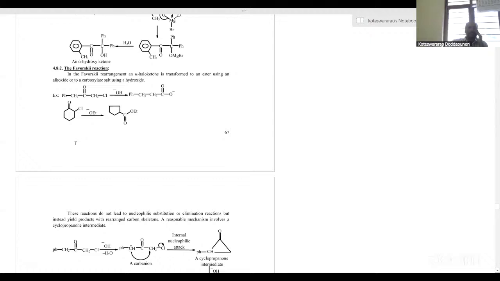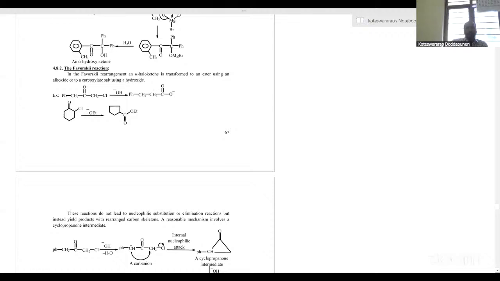Next, the Favorskii reaction. In the Favorskii rearrangement, an alpha-haloketone is transformed to an ester using an alkoxide, or to a carboxylic acid salt using a hydroxide. Now, in this case, 1-chloro-3-phenylacetone is treated with the base, which leads to the formation of a rearranged product, that is 3-phenylpropionic acid.